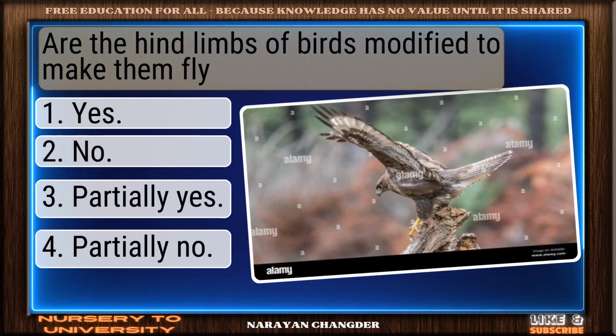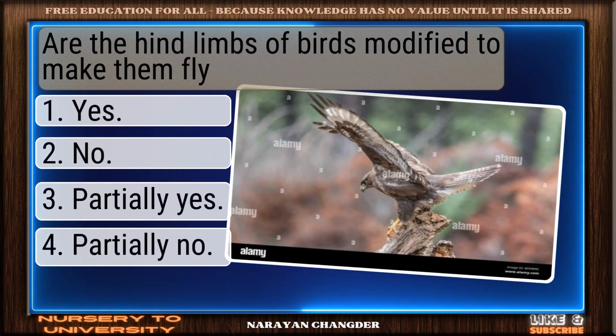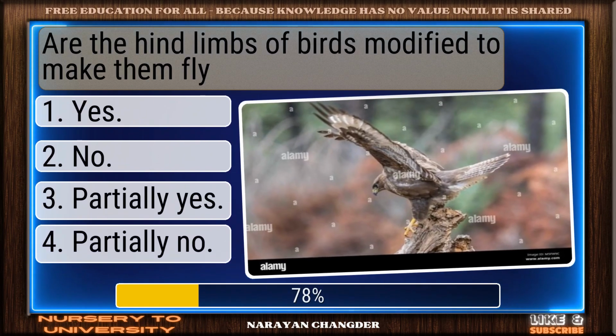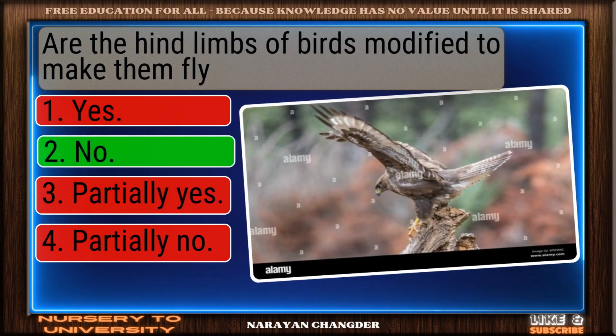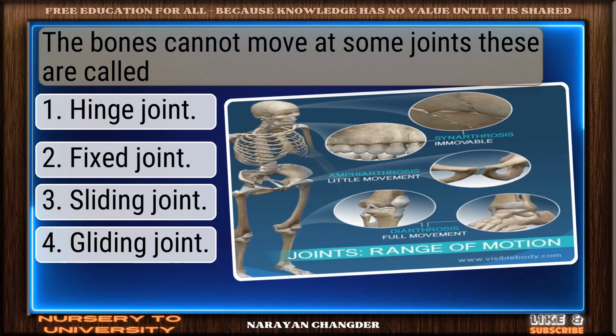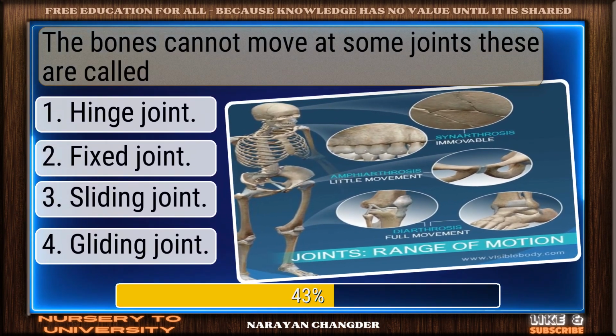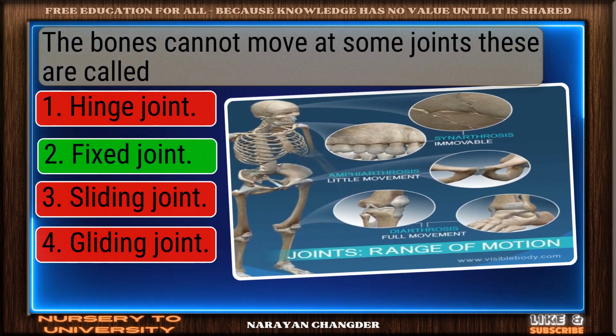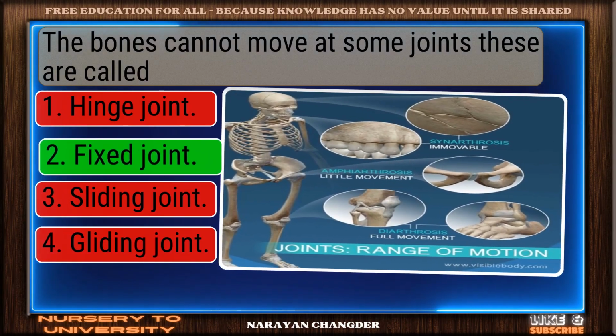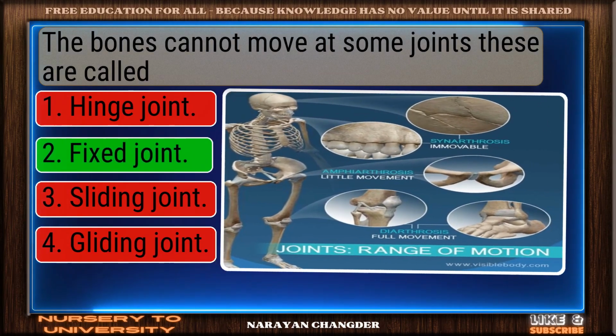Are the hind limbs of birds modified to make them fly? Bravo. No is the answer. The bones cannot move at some joints. These are called. Smart move. Fixed joint is an accurate answer.